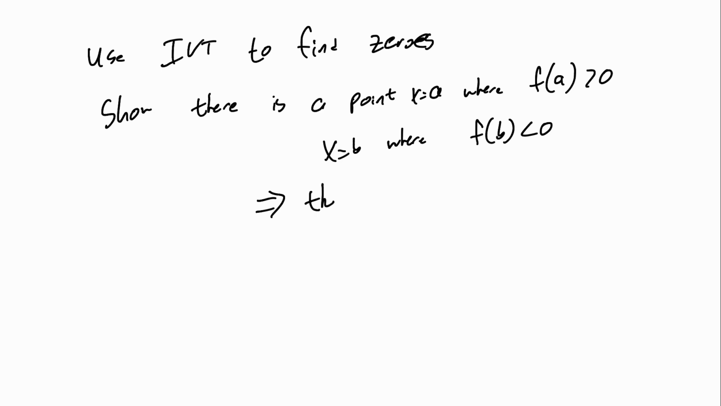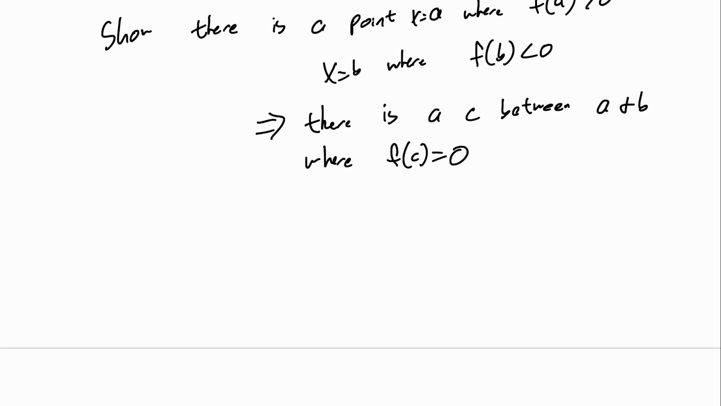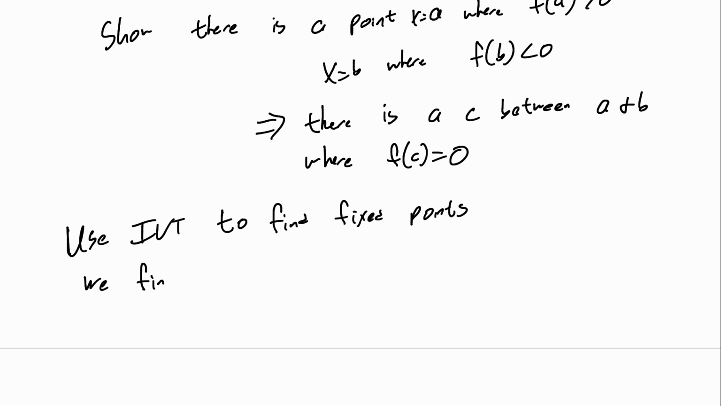Then there is a c between a and b where f of c equals 0, and that's how we find the zeros. And once we know how to find zeros, we can find fixed points. We use the intermediate value theorem to find fixed points. And the way we do that is we find the zeros of f of x minus x.